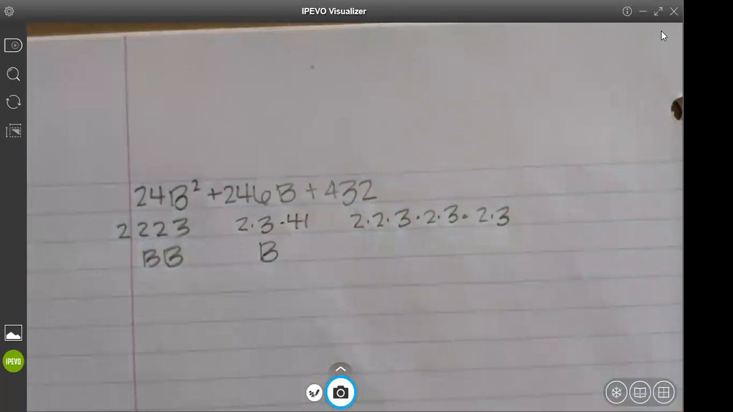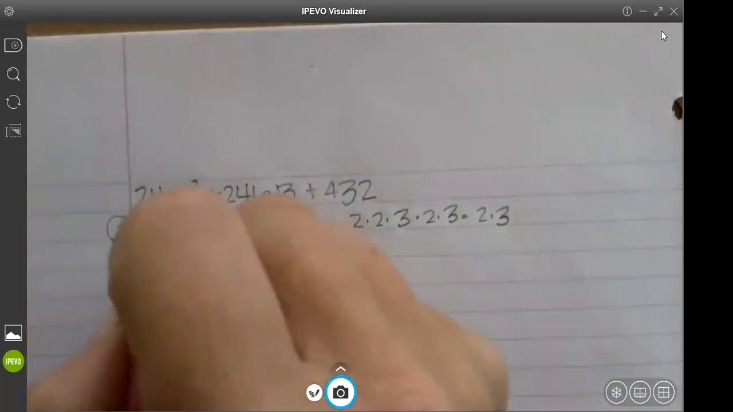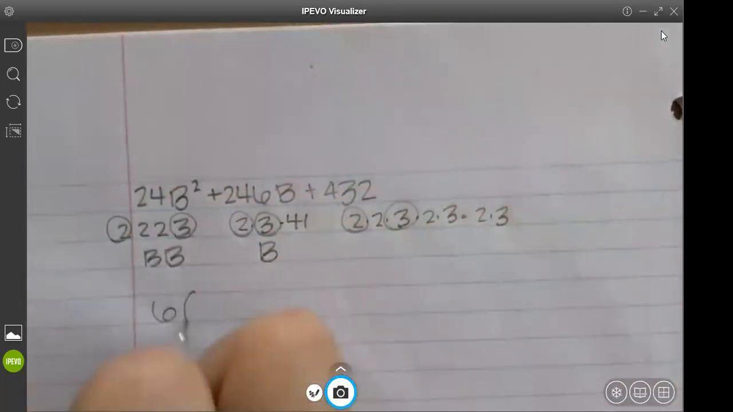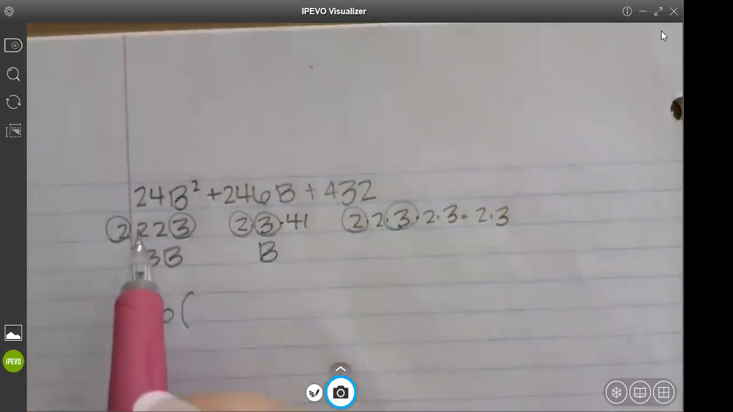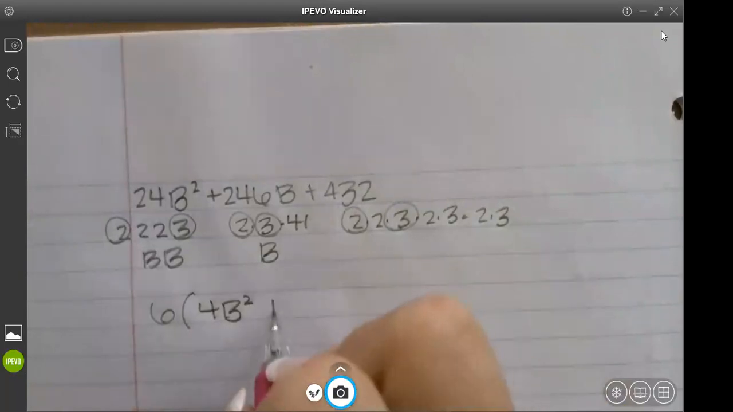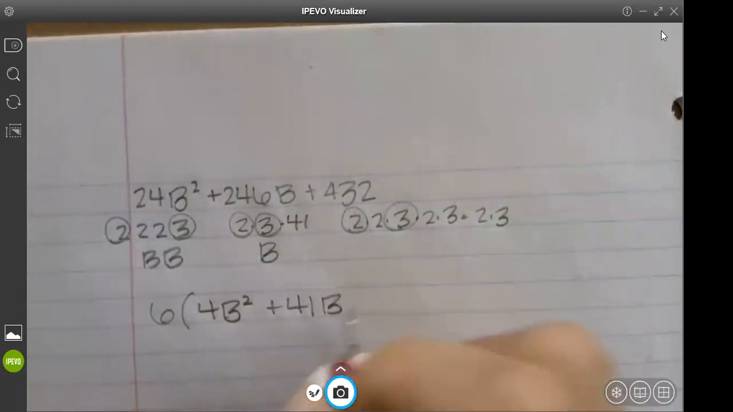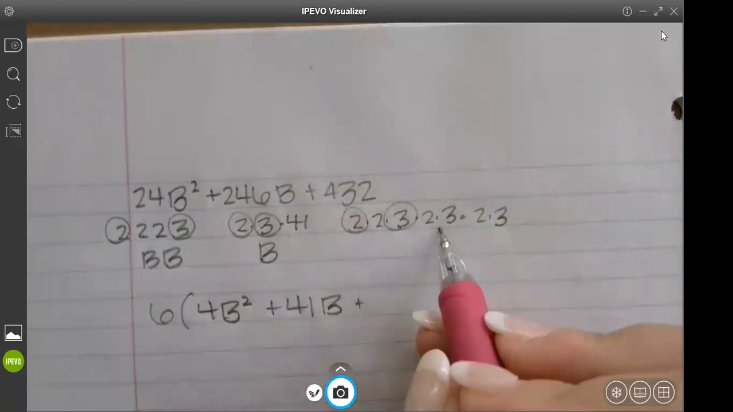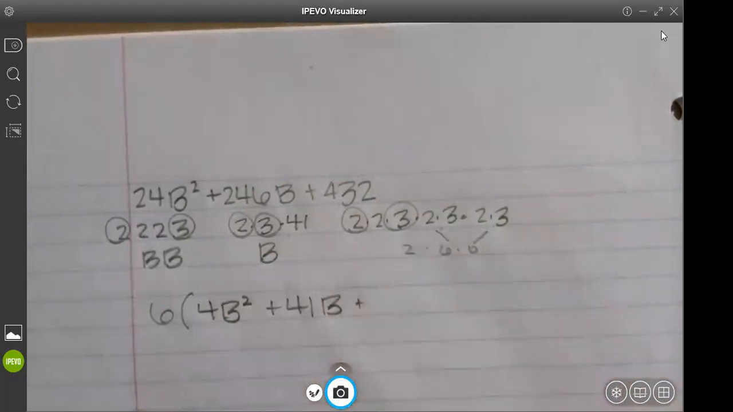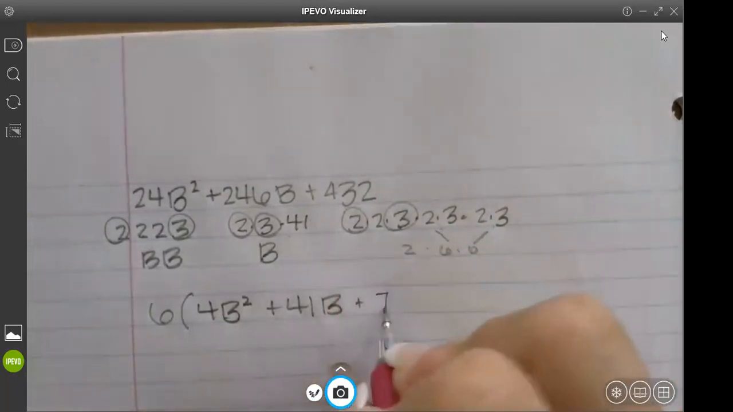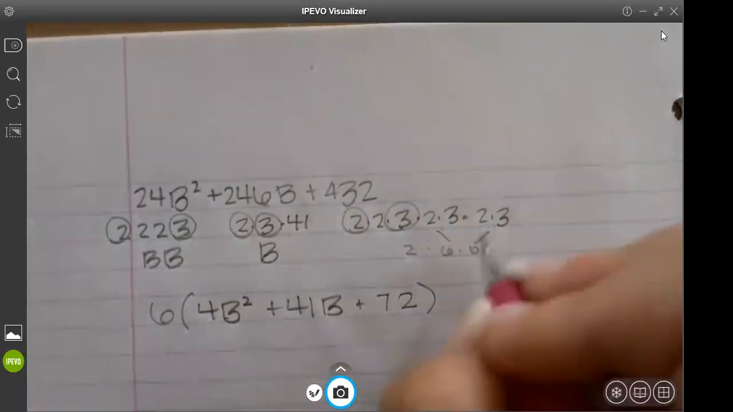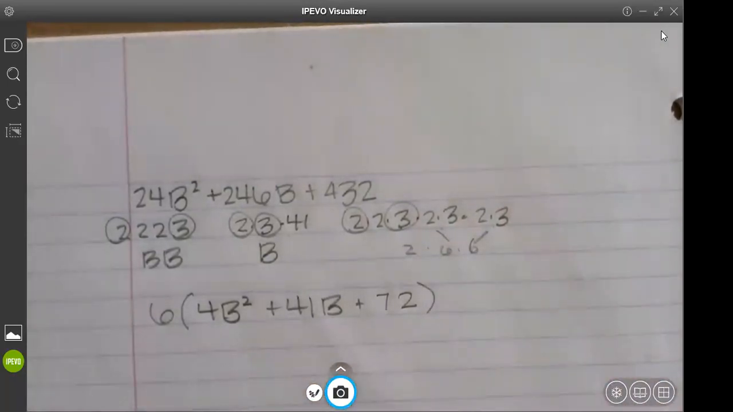What do they all have in common? A 2 and a 3. So that's a 6 that comes out. That leaves me with 2 times 2 is 4 and 2 b's. Just 4 1b. And then 6 times 6 is 36 times 2 is 72. Okay, and again, all I did was multiply all those numbers together.